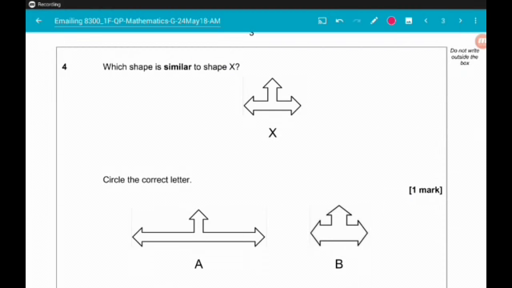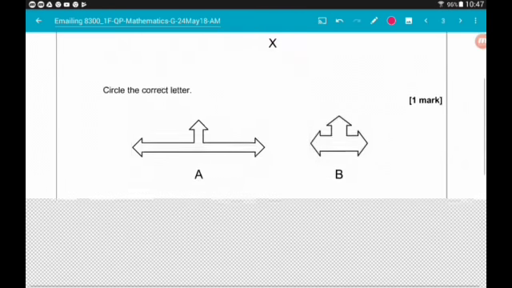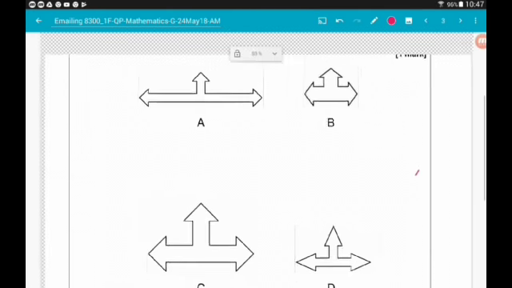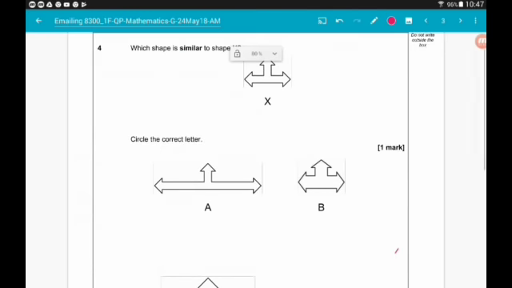Question 4, we're asked here which shape is similar to shape X. So here are the 4 contenders. So similar shapes are shapes that are linked by a scale factor. So here we're looking for a shape that is either an enlargement of shape X or a shape that has been made smaller from shape X, but the whole of the shape has to be affected in the same way.